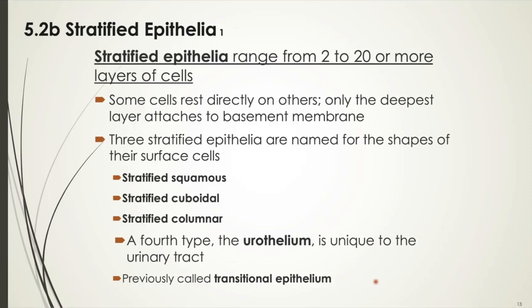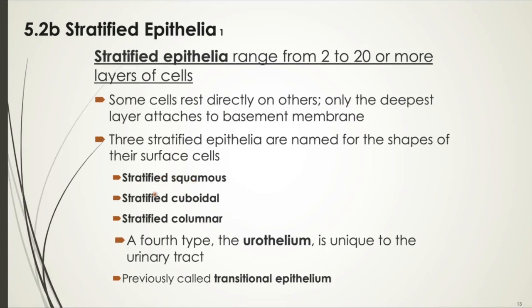So the stratified epithelia can range between 2 or more layers, so really 2 to 20 or more layers, which can be a lot. So some of the cells are going to rest directly on each other. Only the deepest layer is going to attach to the basement membrane, only the bottom layer. The 3 stratified epithelia are going to be named for their shapes. So how many layers is a stratified, and their shapes, we talked about that.